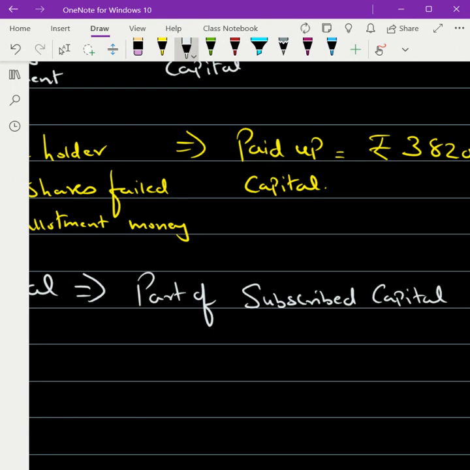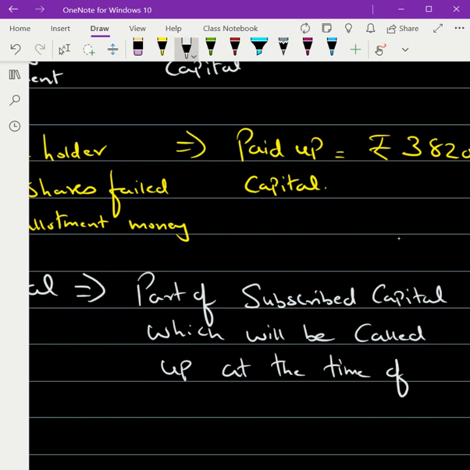Okay, so they will not call the money on this; they'll call up only at the time of winding up. So it is a part of subscribed capital which will be called up at the time of winding up. That is closure.